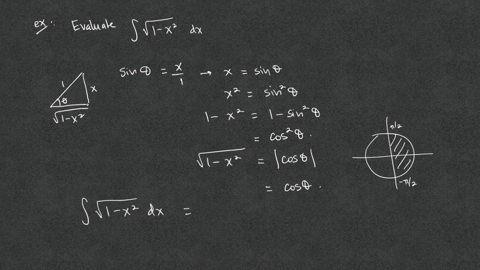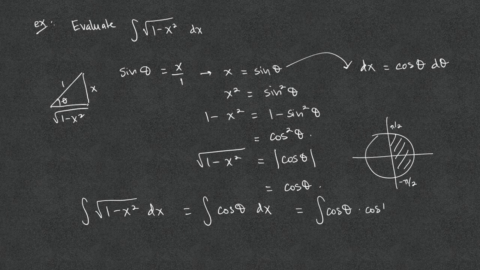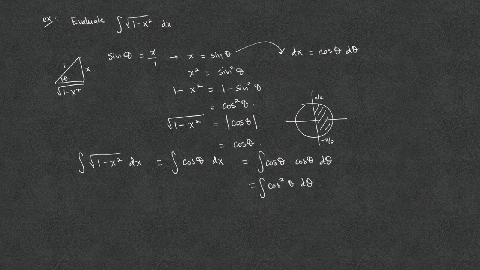The integral of the square root of 1 minus x squared dx is now the integral of cosine of theta dx. But if x is sine theta, then dx is cosine theta d theta. And so the square root of 1 minus x squared dx is now cosine theta times cosine theta d theta. Simplifying this to obtain cosine squared theta, we use the double angle formula to rewrite it.